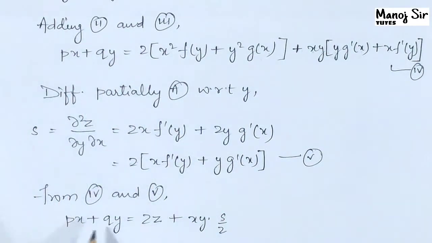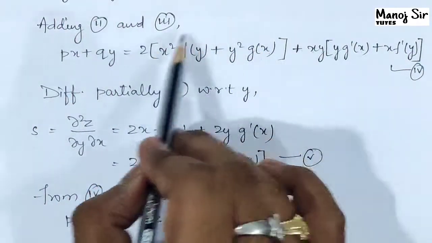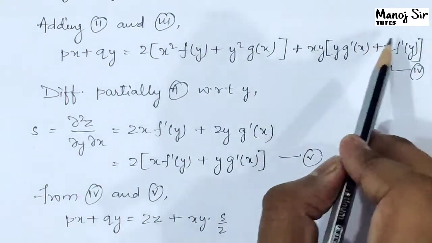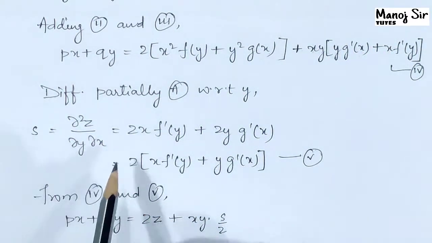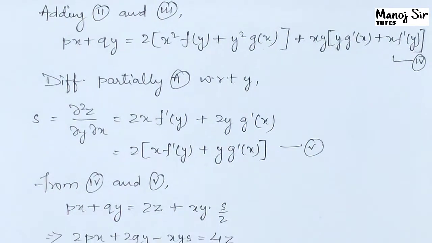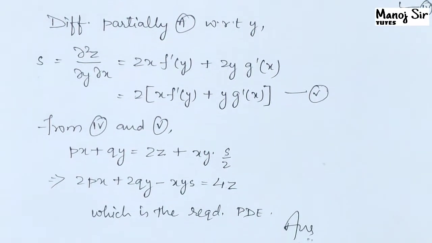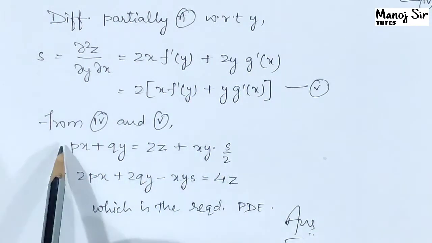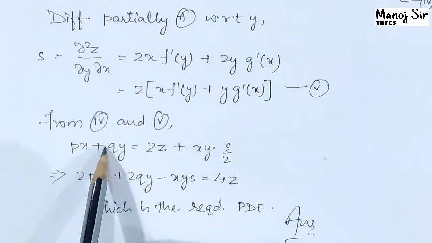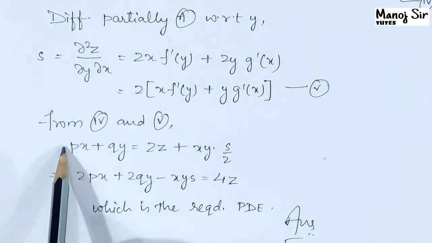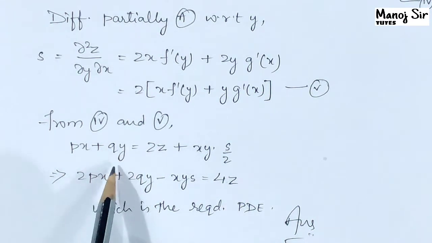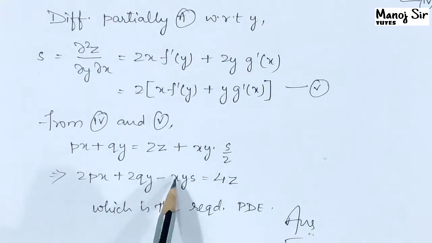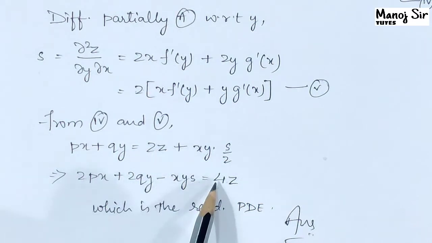So from equation number 4 and 5, what can we say? Px plus qy equals to 2 into z, that is, 2 into z plus x into y, and in place of this we can write s upon 2. Now in the next step, what can we write? If you take 2 LCM, here we have to multiply 2, here we have to multiply 2, and again here we have to multiply 2. So this will become twice of px, twice of qy. Taking this term to the left hand side, this is minus of x into y into s, and this is as it is, that is 4z.